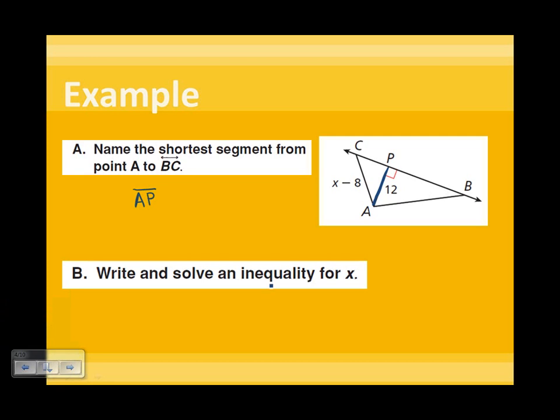Now it says write and solve an inequality for X. So if this is the shortest segment here, this is another segment, and we have X here, we know that segment AC has to be longer than segment AP, because AP is the shortest. So we could say X minus 8 has to be greater than 12, and then add 8 to both sides to get that X has to be greater than 20. So that's what we did. We wrote and solved an inequality for X, because the shortest distance from a point to a line is the perpendicular segment.